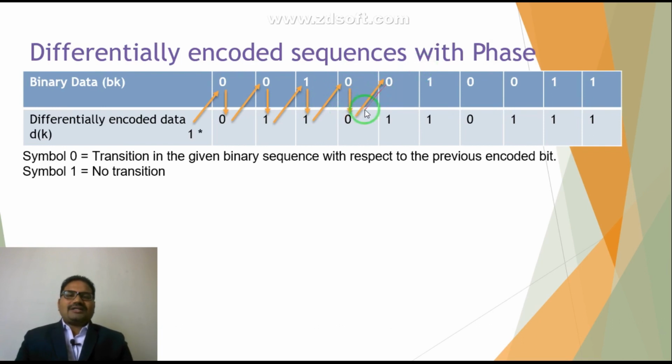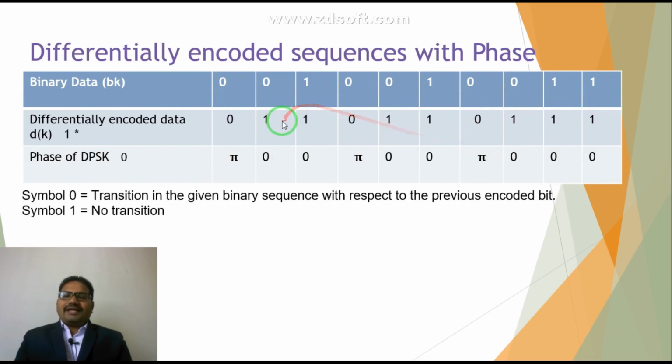Similarly, next is what? No transition. So it is represented by symbol 1. Again, no transition, 1 1. So it is going to be represented by symbol 1. Next, there is a transition, that is 1 0. So if there is a transition, it is represented by symbol 0. After that, again you can see the next input binary compared with its previous encoded bit is what? No transition, 0 0. So the output would be what? Symbol 1. Similarly, no transition, 1 1. So the output is symbol 1. No transition between 1 1. So again it is represented by symbol 1. So hopefully you understood this one.